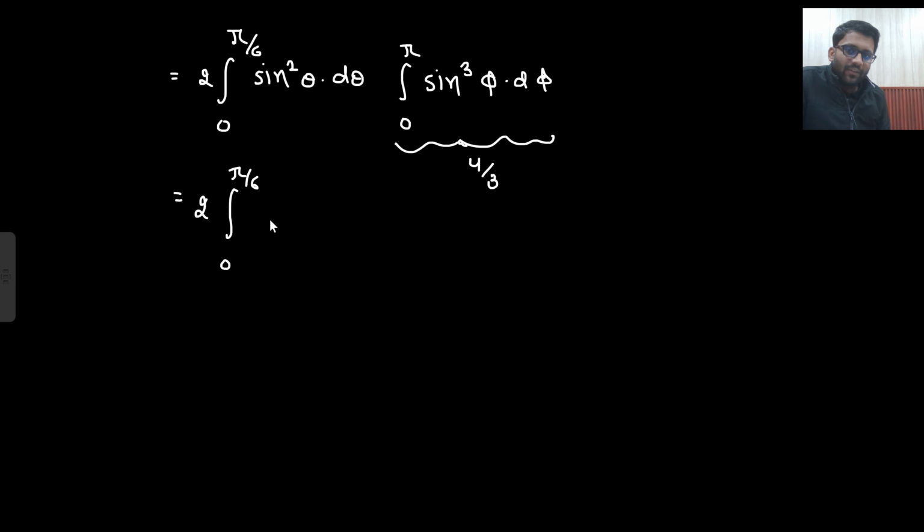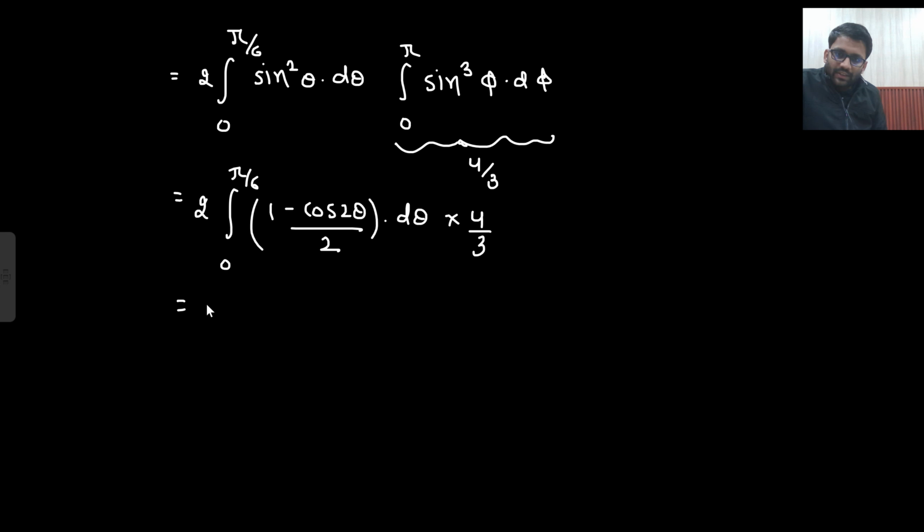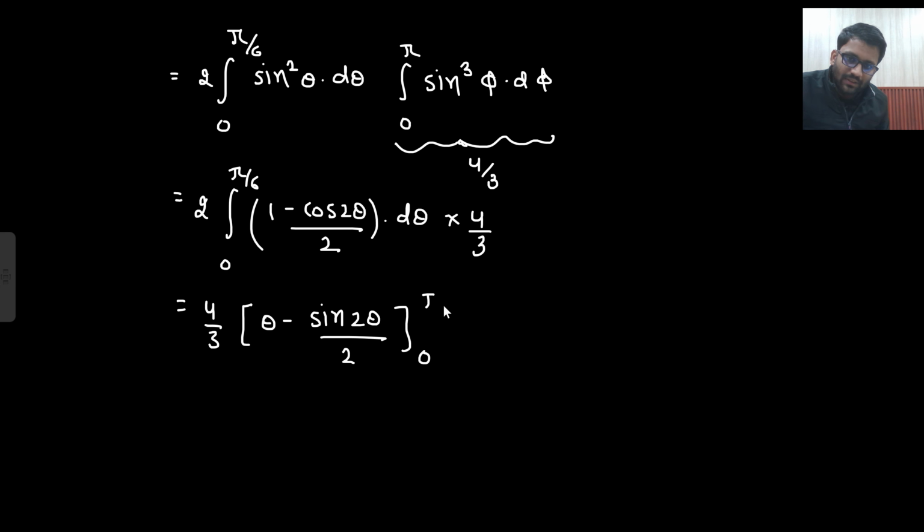What can I apply? I can apply the formula of cos 2 theta divided by 2 d theta. And this answer I already know, that is 4 by 3. So this 2 and 2 is getting cancelled. Here I am getting 4 by 3, and then I need to integrate this one. So what will I get? 2 and 2 is getting cancelled. So here I am getting theta minus sine 2 theta divided by 2, 0 to pi by 6.